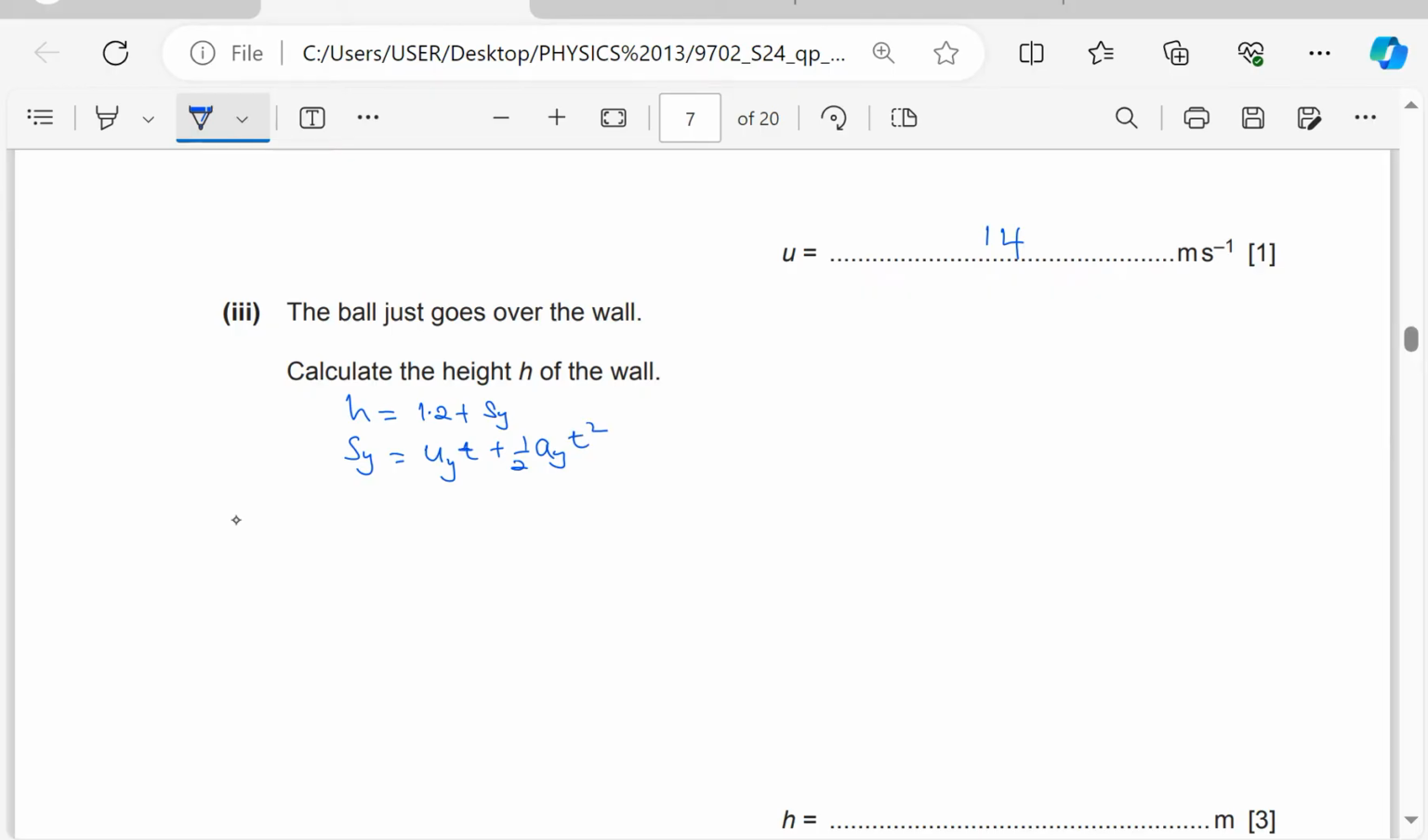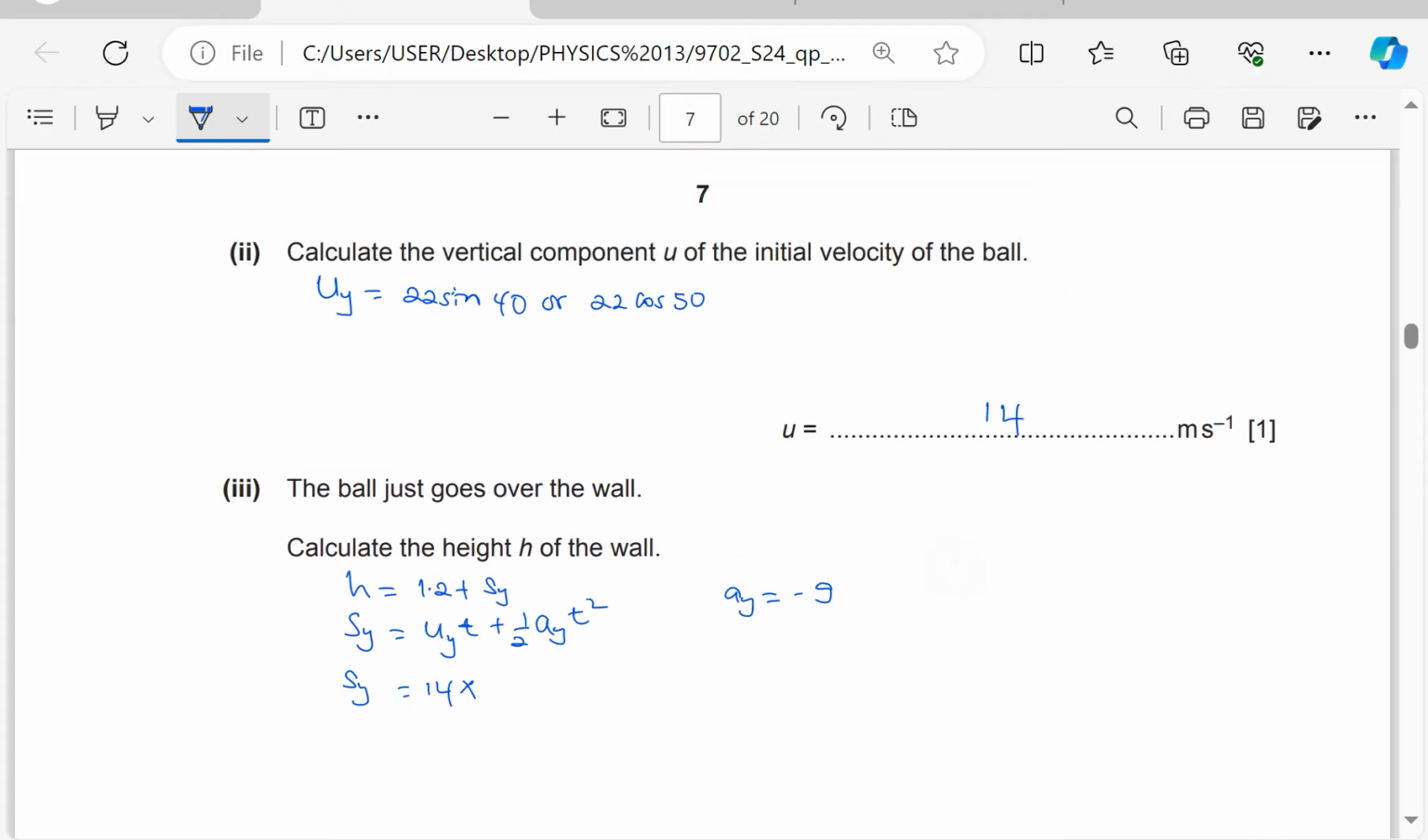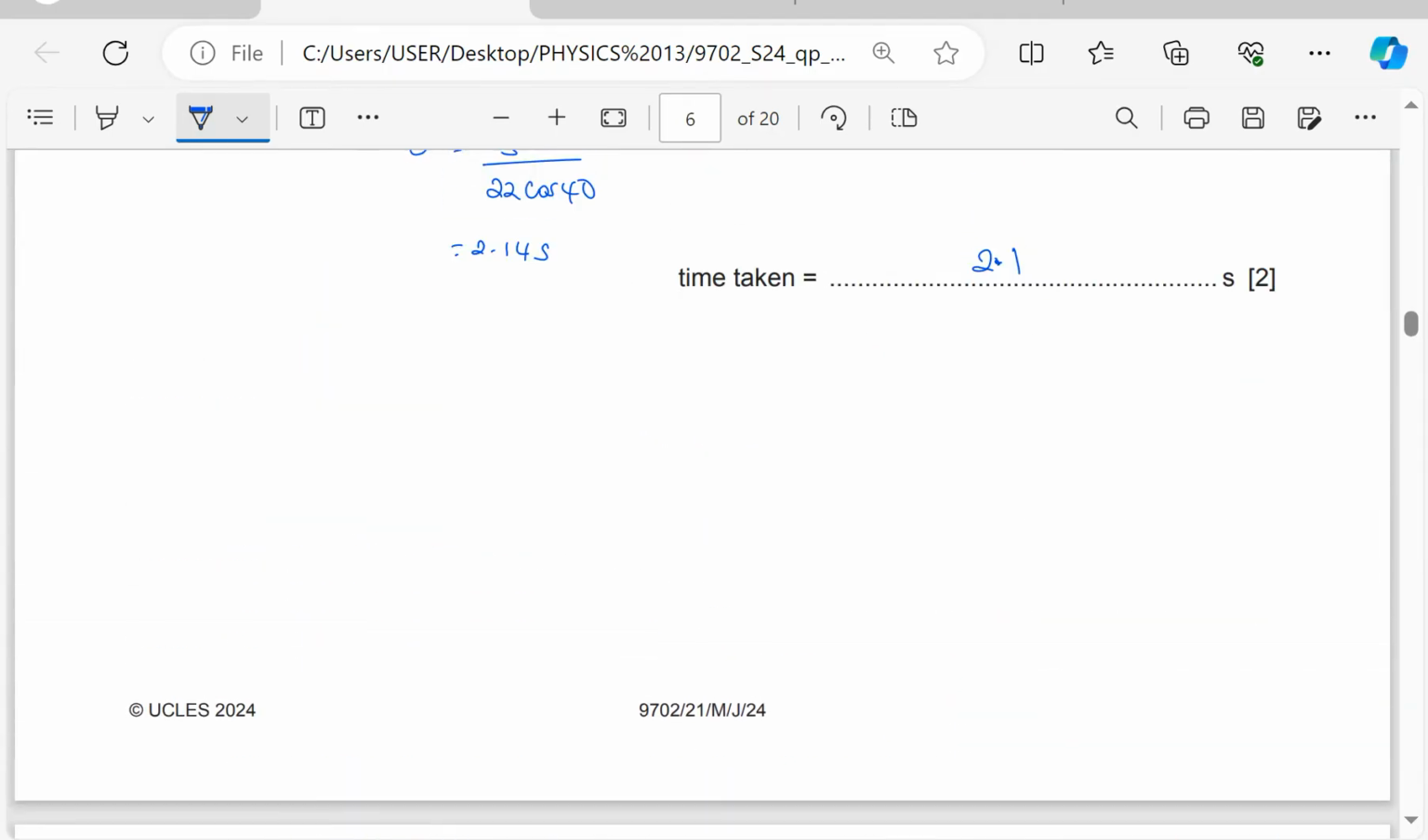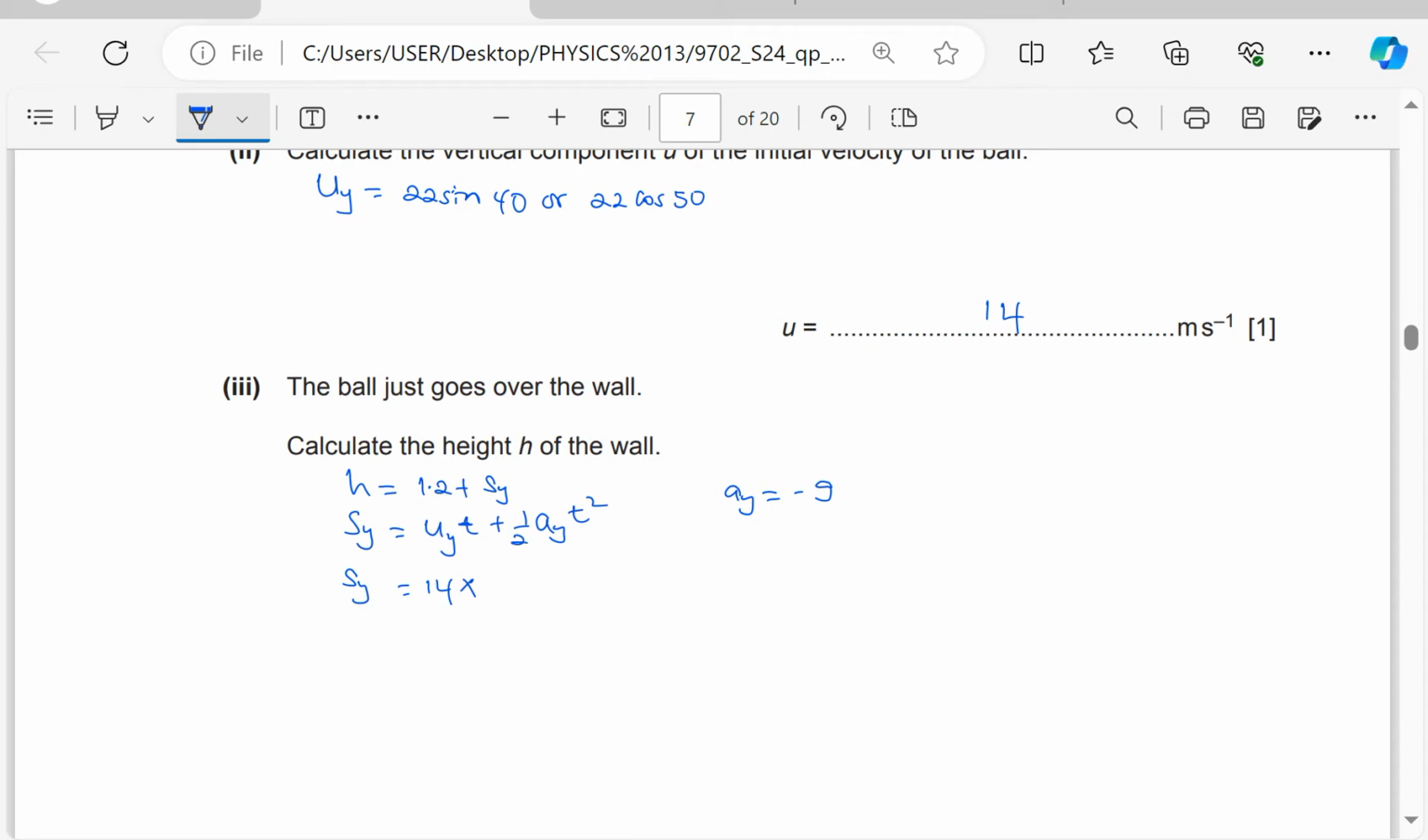which is u in the vertical times t plus half acceleration in the vertical times t squared. Remember, because it goes above the point of projection, the acceleration in the vertical is negative g, or negative 9.81. So s in the vertical is going to be initial velocity in the vertical. We have already got it as 14. We don't need to resolve again. Then the time, we calculated the time was 2.1. Of course, time is a scalar, so the time in the vertical is the same as the time in the horizontal. So 2.1.